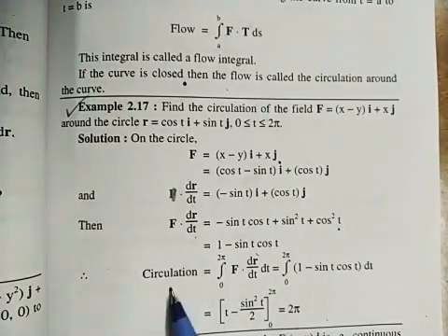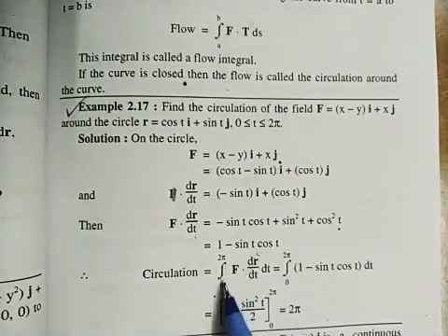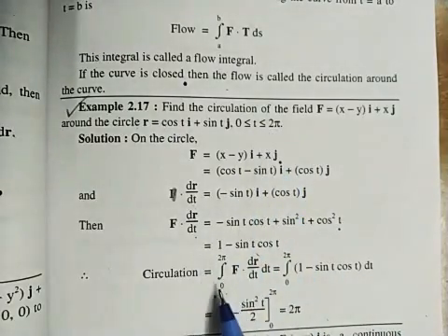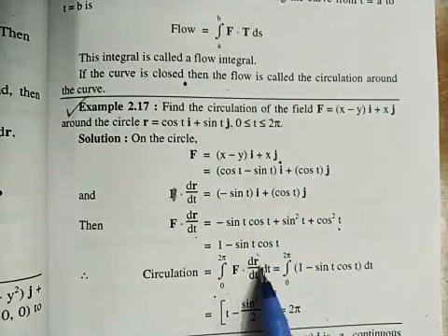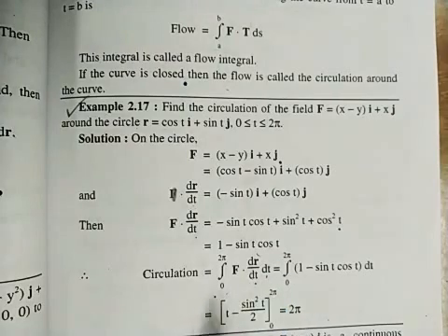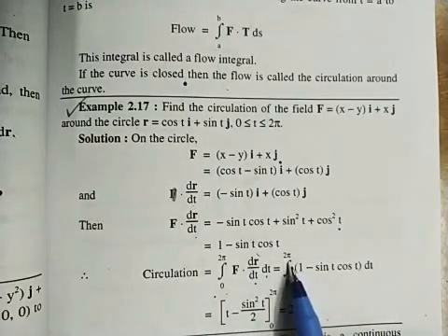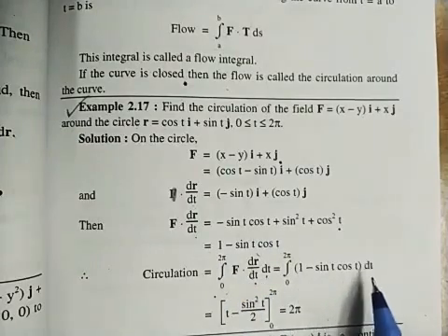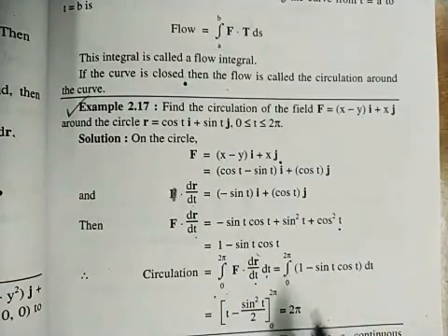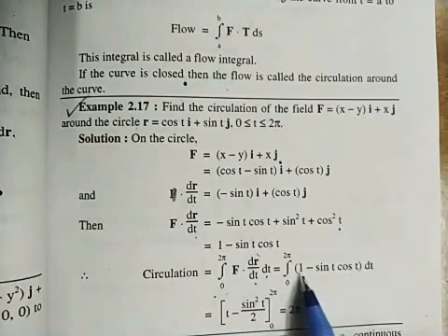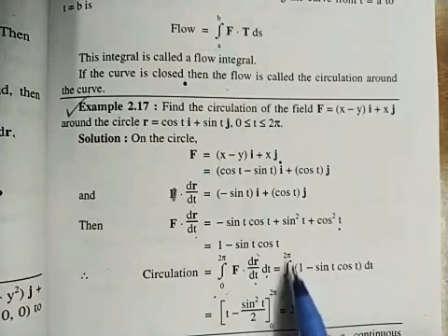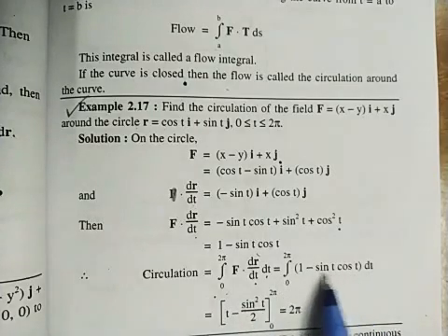Therefore, what is the circulation? We calculate it by integration with t from 0 to 2 pi. So the integral from 0 to 2 pi of F dot dr/dt dt, and we know F dot dr/dt is 1 − sin t cos t, times dt. So here the integration of 1 dt is t, minus the integration of sin t cos t dt, from 0 to 2 pi. How do we calculate it?